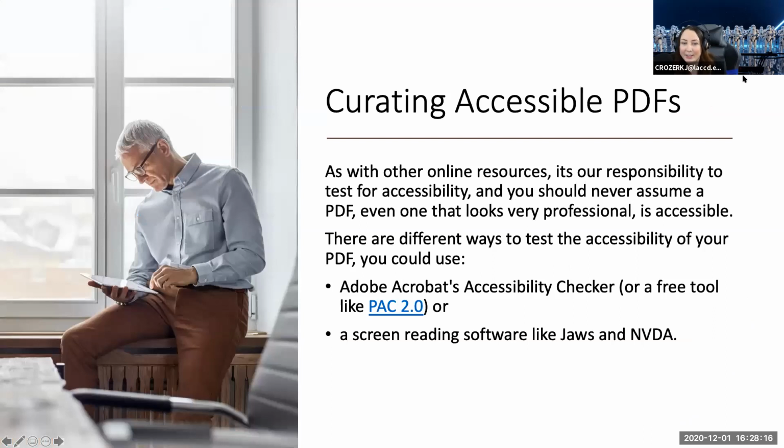And then similar to everything we've been talking about, you still have to curate when you find PDFs online. Don't assume they're accessible, because they may not be. Even if it looks professional, it doesn't mean it's accessible. So if you need to test the accessibility of an existing PDF that you find online, you can use Adobe Acrobat's accessibility checker, or a free one like PAC 2.0, which I've linked. Or you can try listening to it with JAWS or NVDA, which are screen reading software.